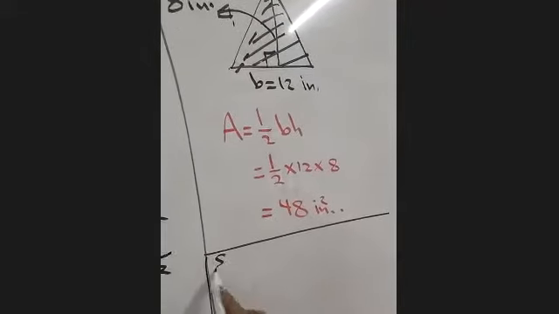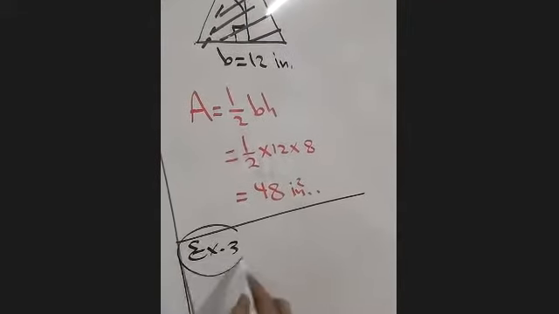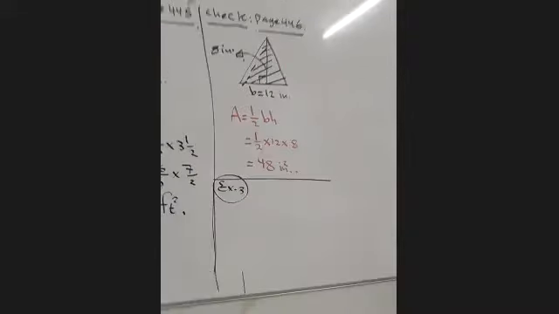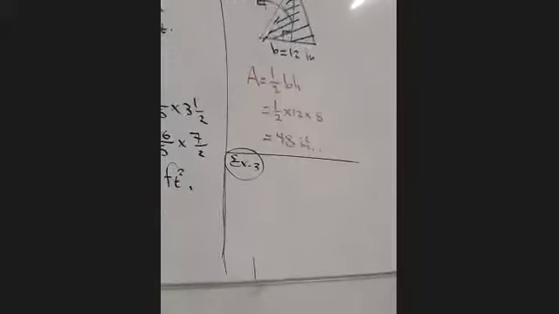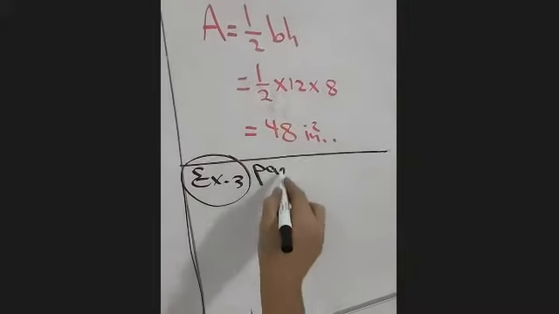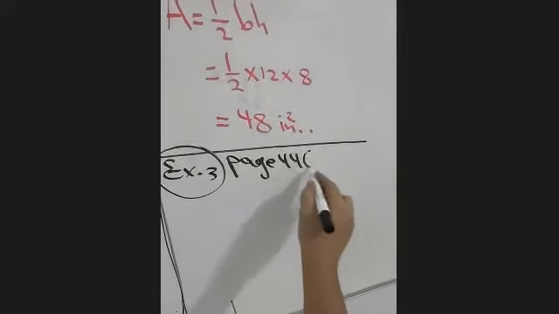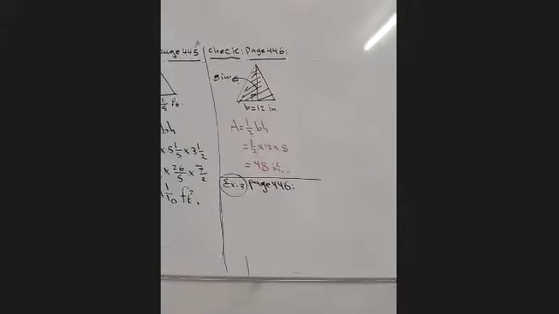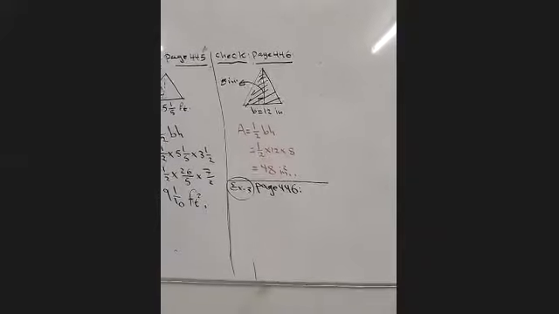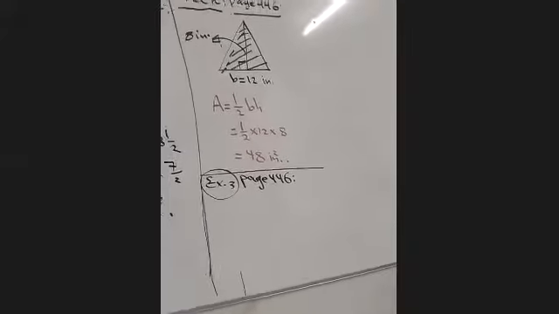Let's do example 3 now. Example 3, on the same page, page 446 also. Abdul Rahman, read. Example 3, guys, go there, please. Find the missing dimension of the triangle.